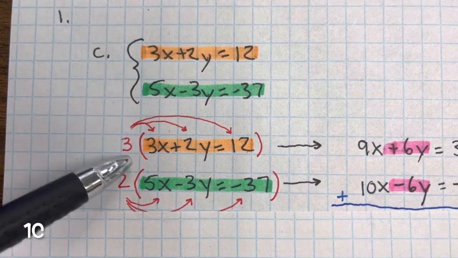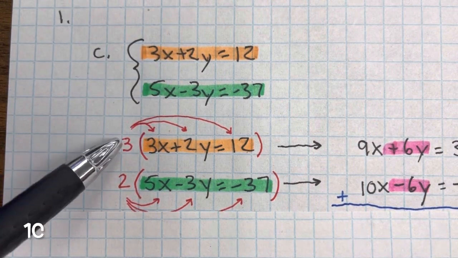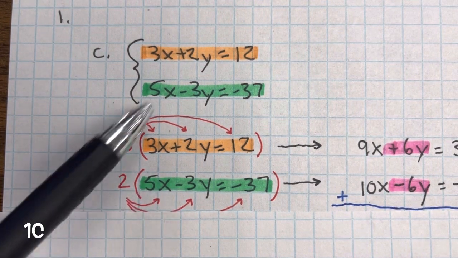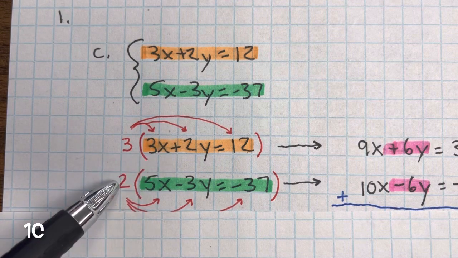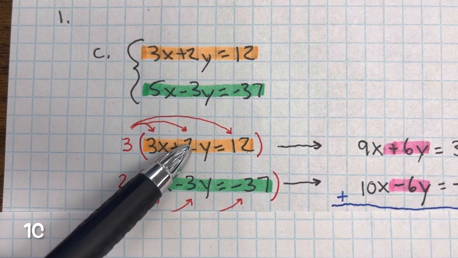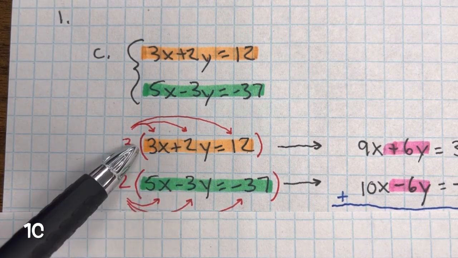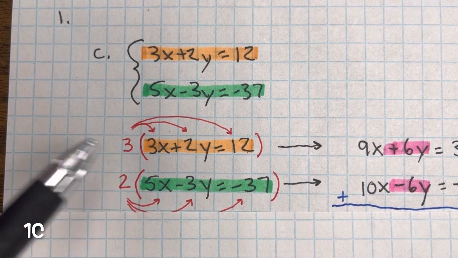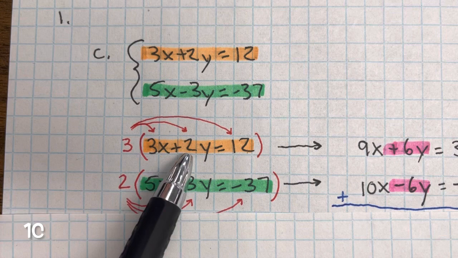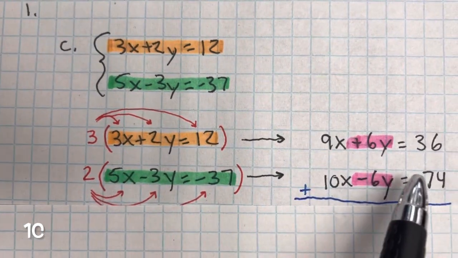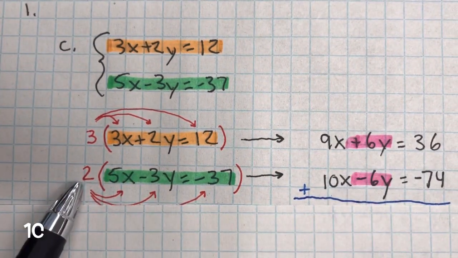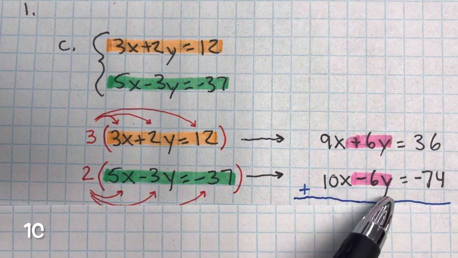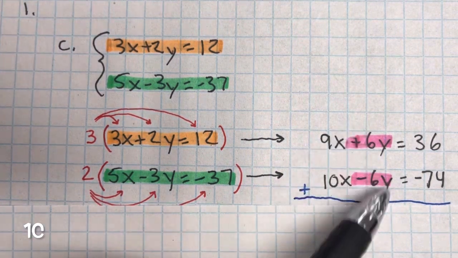I can make a zero pair by multiplying the top equation by a positive 3, and I'm using the 3 here. And the bottom equation I'm going to multiply by 2, and I got the 2 from here, so I'm going to take this 2 and bring it here, and the 3 here. Now this is a negative 3, but the reason why I'm choosing a positive 3 is because when I multiply 3 by 2y, I get 6y. And when I multiply 2 by negative 3y, I get negative 6y, which creates that zero pair.